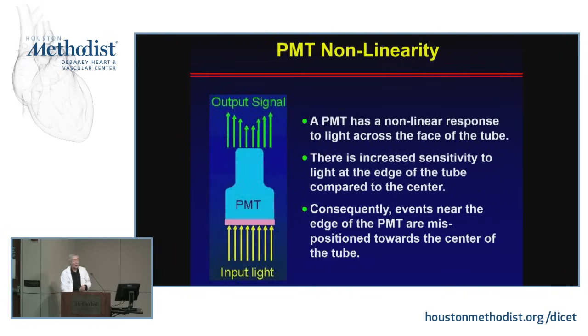Now spatial resolution. It turns out that spatial resolution and non-linearity are important concepts also within nuclear cardiology. Most of our cameras, except for the CZT cameras, which don't have PM tubes anymore, all the other typical gamma cameras have PM tubes, okay? A PM tube has a nonlinear response to light across the face of the tube. If light comes in here, there's a greater output signal toward the periphery of the PM tube as compared to the center of the PM tube. And so this consequently moves events near the edge of the tube to the center, okay?